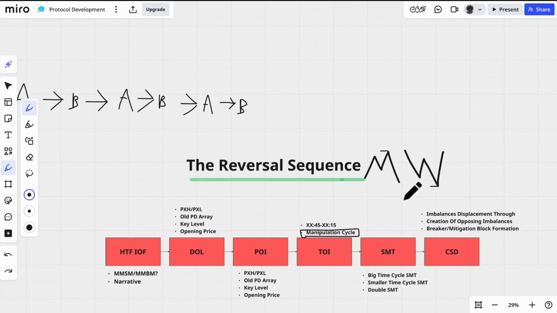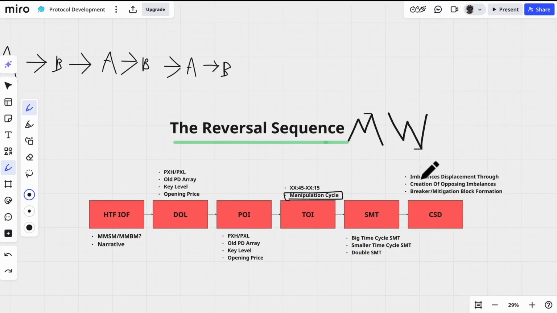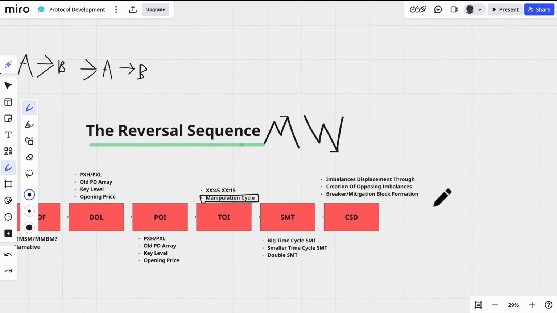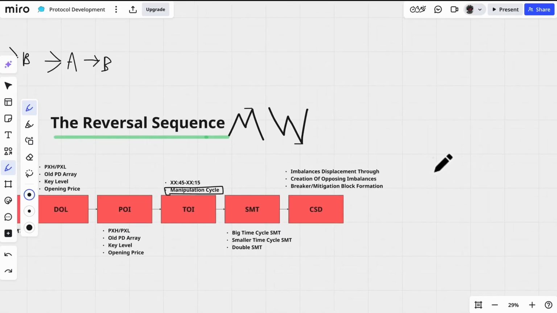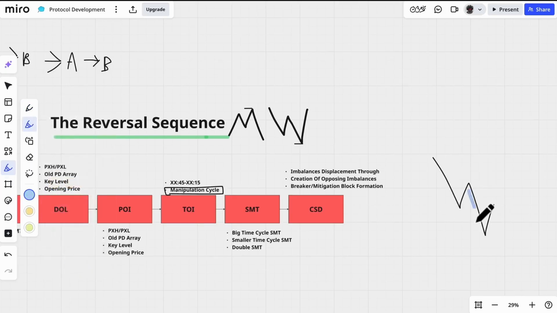Now, the final step which we're going to be paying attention to is CSD, change in the state of delivery. Now, for CSD, I've defined 3 different ways that you can be looking at CSD. First of all, imbalances displacement through, meaning imagine that there is, for example, a reversal which is taking place on the upside, and you have imbalances which formed right here on the left side of the curve. You have imbalances which formed here, and you have imbalances which formed here. These are CBs.